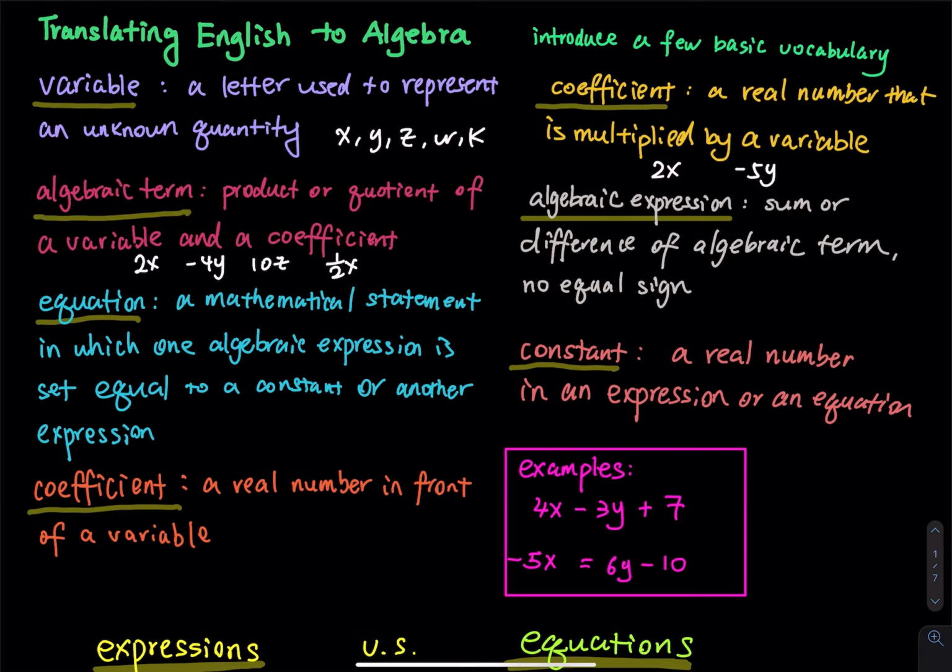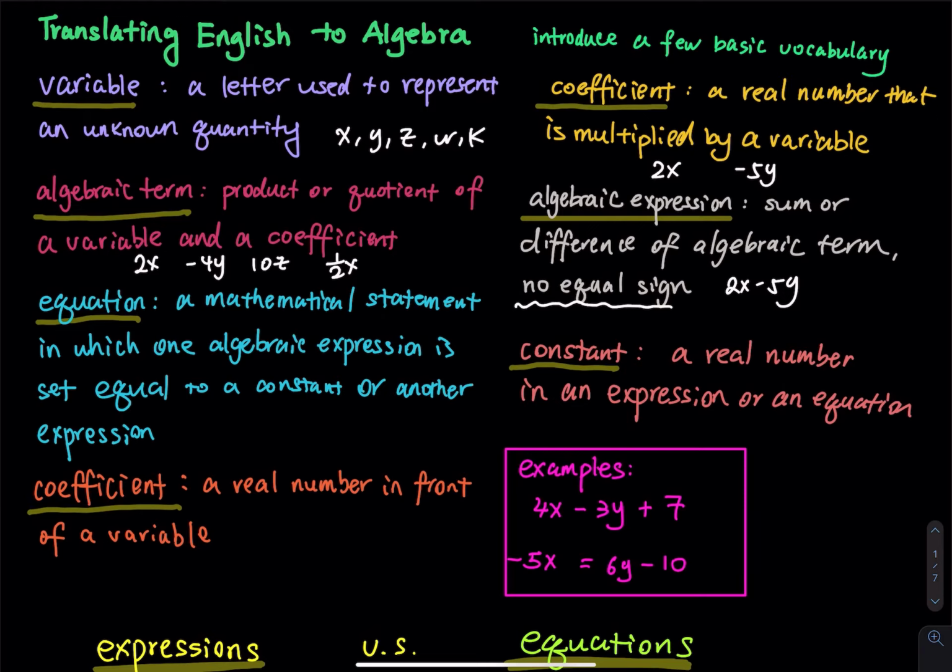What about an algebraic expression? It is a sum or difference of algebraic terms, and there is no equal sign. Let's say I have 2x minus 5y. This is an algebraic expression. You put a bunch of algebraic terms together, but that expression is not equal to anything. So you have a line of algebraic terms, and there is no equal sign.